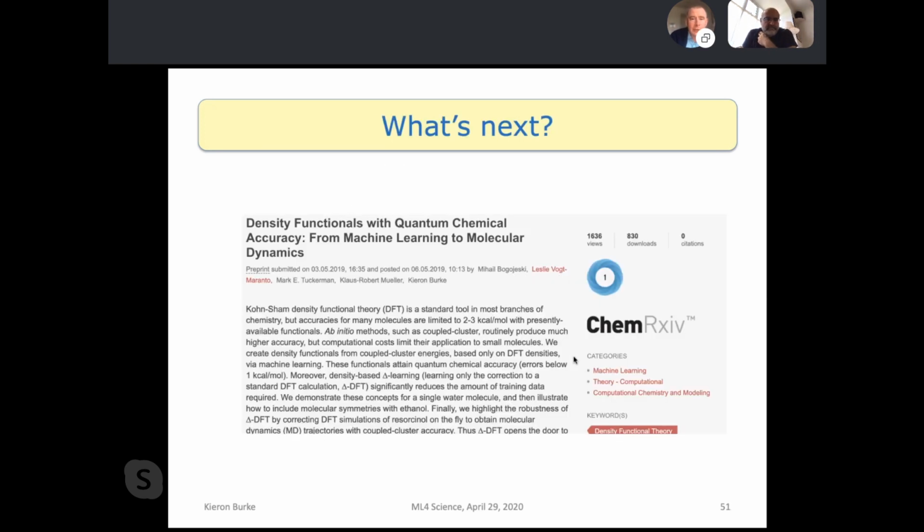The next thing, I'll just very quickly go through this, is we figured out, this is Michal Bogojeski, a new graduate student of Klaus's, and the same sort of collaboration. We now use coupled cluster energies to train using the same methods that we saw for the malonaldehyde. And now we use delta learning. So we look at the difference between a coupled cluster calculation and a DFT calculation, and we're able to get CCSD(T) kind of accuracy with our method.